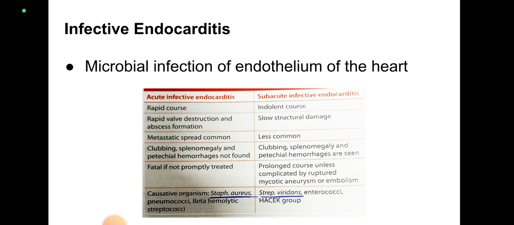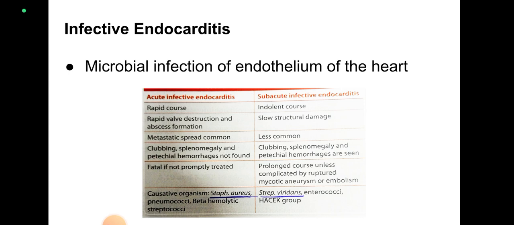It is a microbial infection of endothelium of the heart. Endocarditis is classified into acute and subacute types depending on manifestation and their clinical course. So, acute infective endocarditis has a rapid course, while subacute infective endocarditis has an indolent course. Rapid valve destruction and abscess happens in acute type, while slow structural damage takes place in subacute type. Metastatic spread is common in acute type, and in subacute type it is less common.